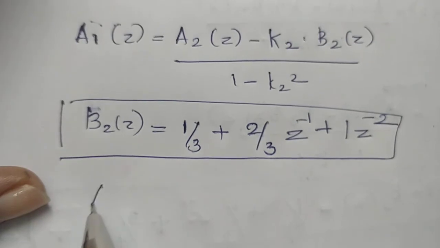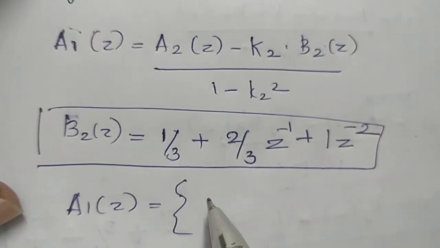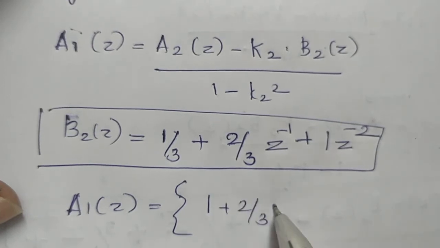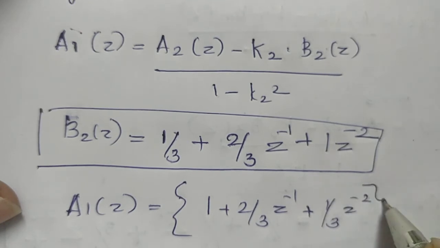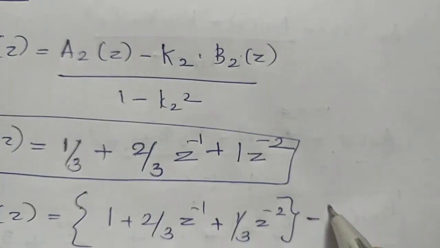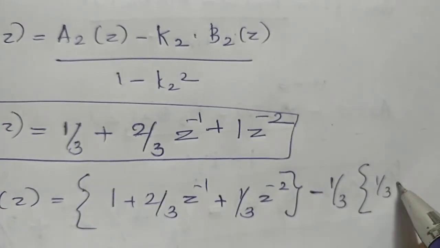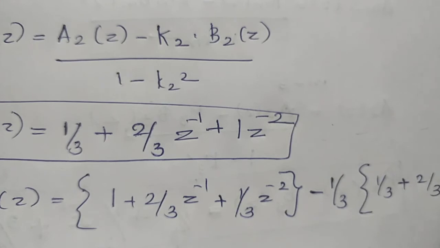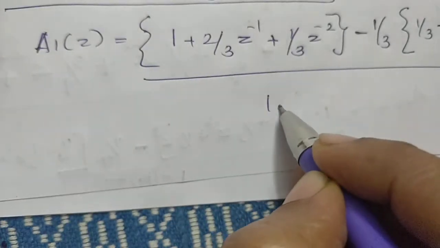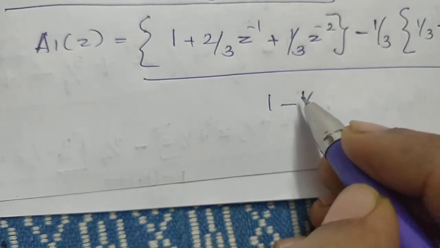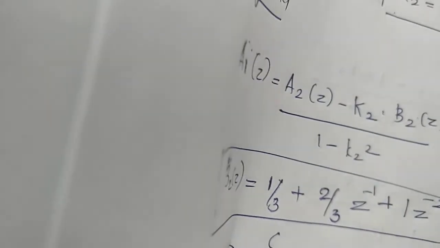Now we need to find A1 of z, which is equal to A2 of z, that is 1 plus 2 by 3 z inverse plus 1 by 3 z raised to minus 2, minus K2, where the K2 value is 1 by 3, times B2, which is 1 by 3 plus 2 by 3 z inverse plus z raised to minus 2, whole divided by 1 minus K2 square, 1 by 3 square. Simplify the equation, and we will get an equation like this.